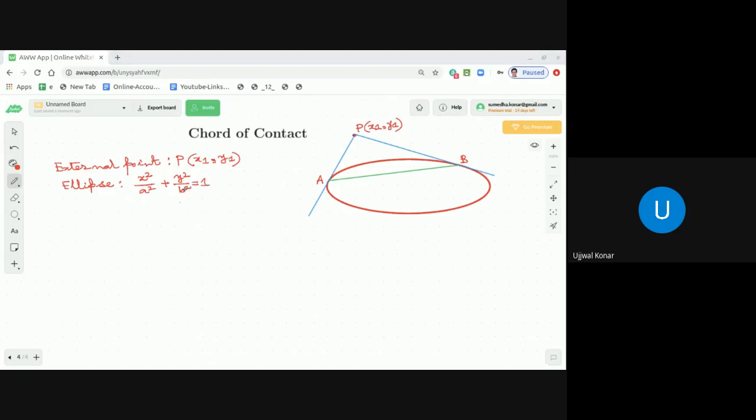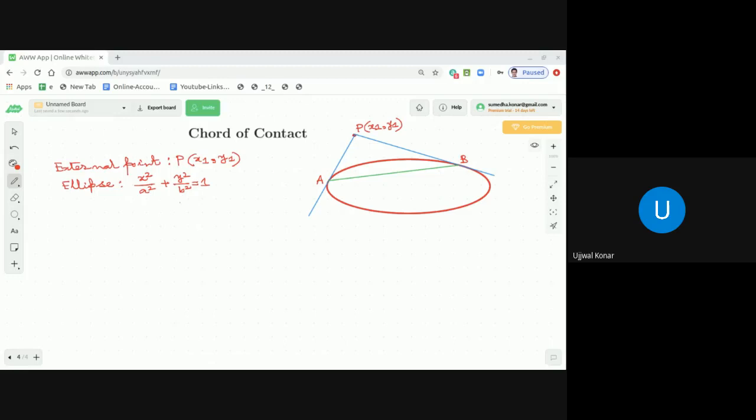Now, as we see, the two tangents we draw touch the ellipse at two distinct points A and B. The straight line AB is called the chord of contact. And dear students, what will be its equation? Its equation is T equal to 0.